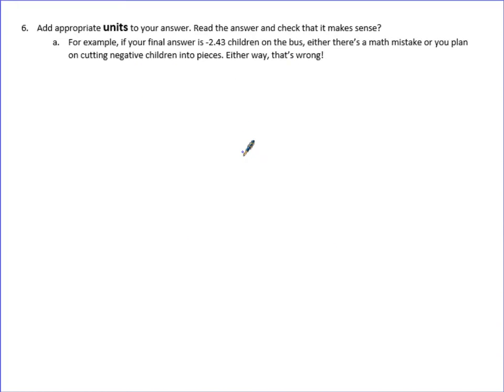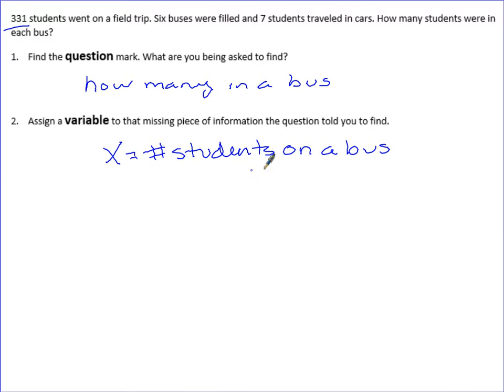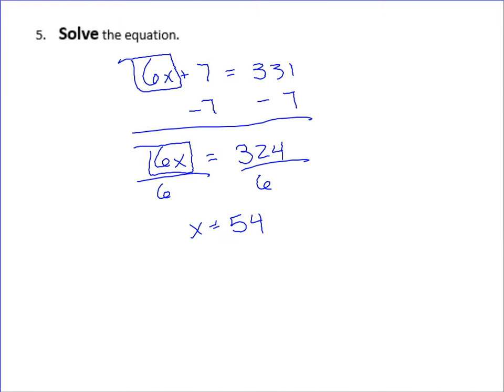Then the last thing is to add appropriate units to your answer, because we're not just dealing with random numbers, these numbers are in context. So what does that 54 mean? We said way back at the beginning that x was going to be equal to the number of students on a bus. So our answer says that there are 54 students on each bus.